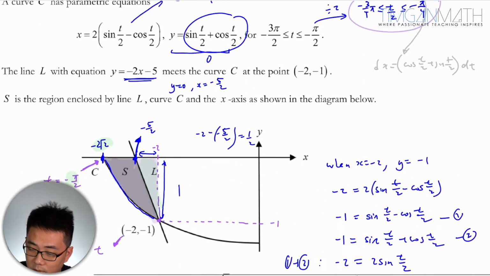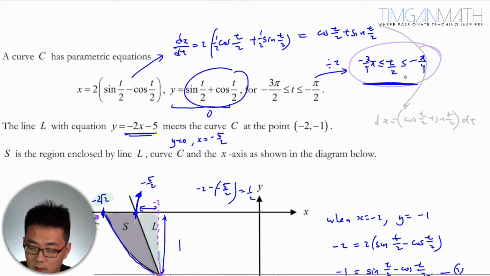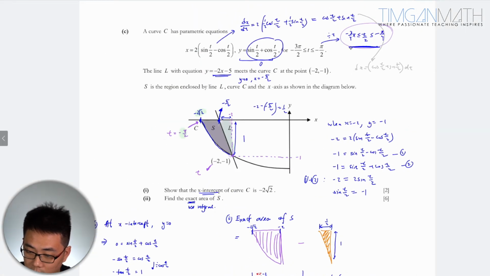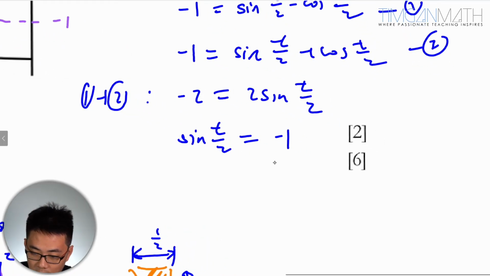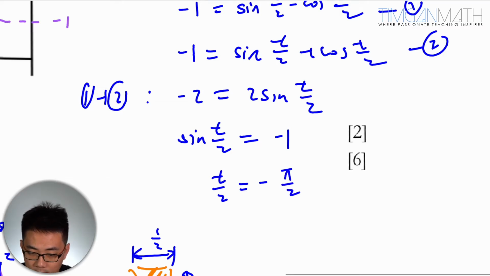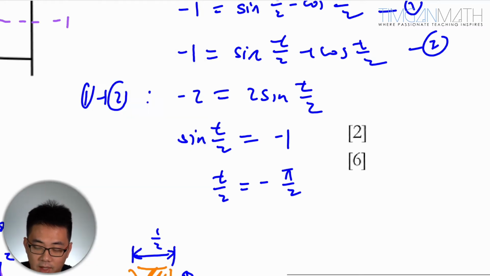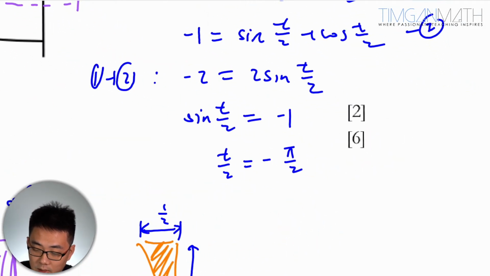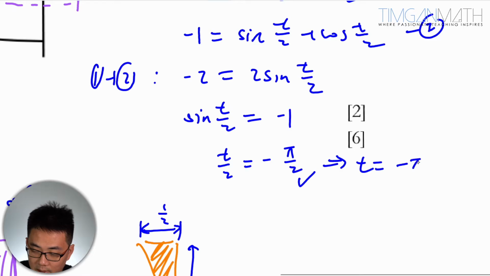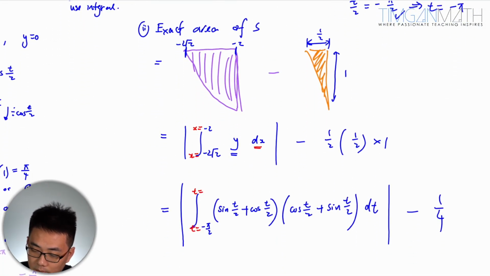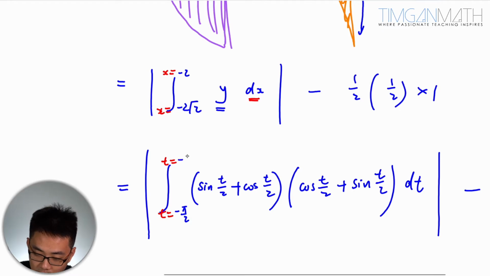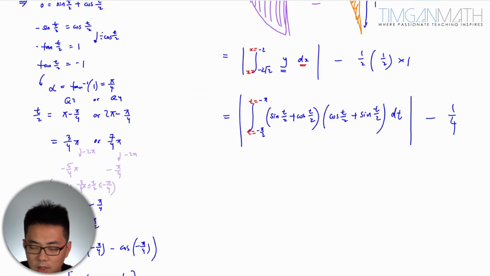Okay, now remember just now previously t over 2 is between negative 3 quarter pi and negative pi over 4. So we inverse this, you will get actually negative pi over 2. So you just use your calculator, you will get sine inverse of negative 1. You can have negative 90, which is negative pi over 2. So that is it. This is within the range, so t is actually minus pi. Alright, so in other words, this case here is actually minus pi. Let's take note of that.